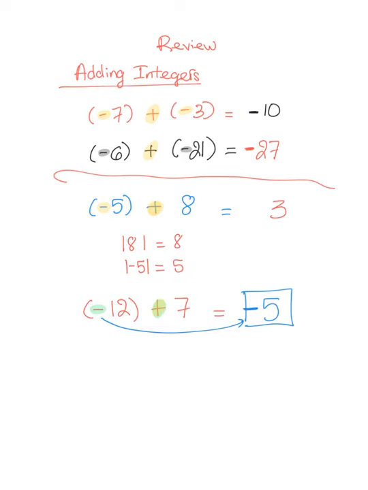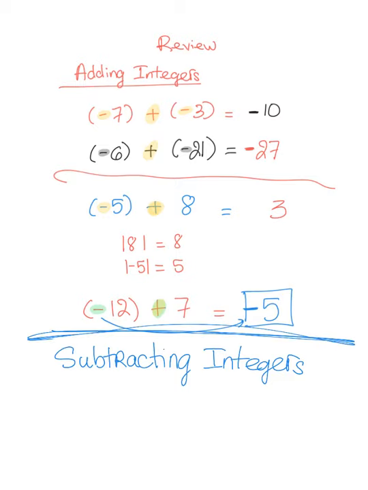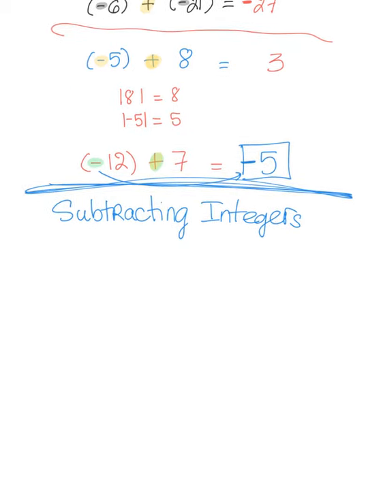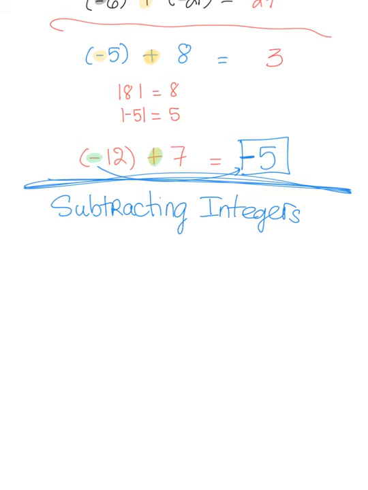Okay. Now we're gonna practice subtracting integers. Okay, so it's a little bit different. For subtracting integers, I'm gonna use KAO. All right, let's start with a problem. Let's say I have 2 minus -7. Okay, I'm gonna do KAO.